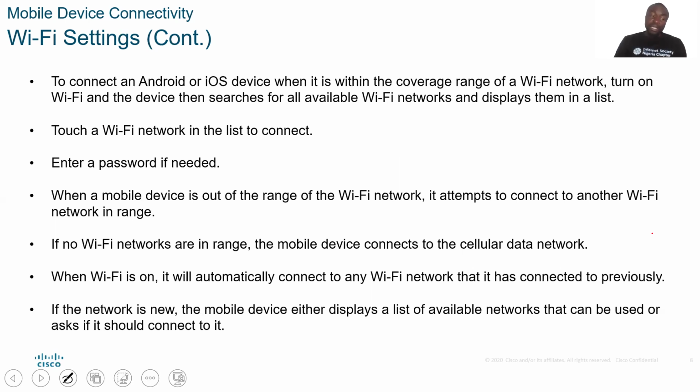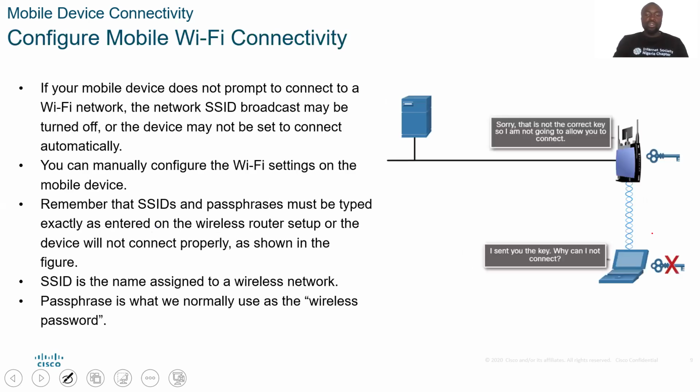Okay, that's why we're saying you only connect to the ones that you are sure of. If you see a wireless network that you don't know the owner of and it is not trusted, don't connect to it. Okay, if the network is new, the mobile device either displays a list of available networks that can be used or asks if you should connect to it.